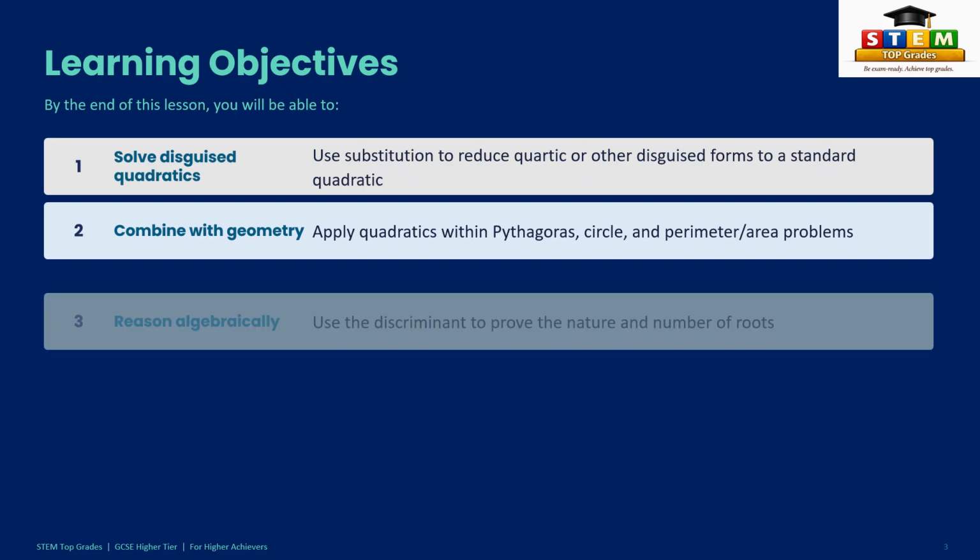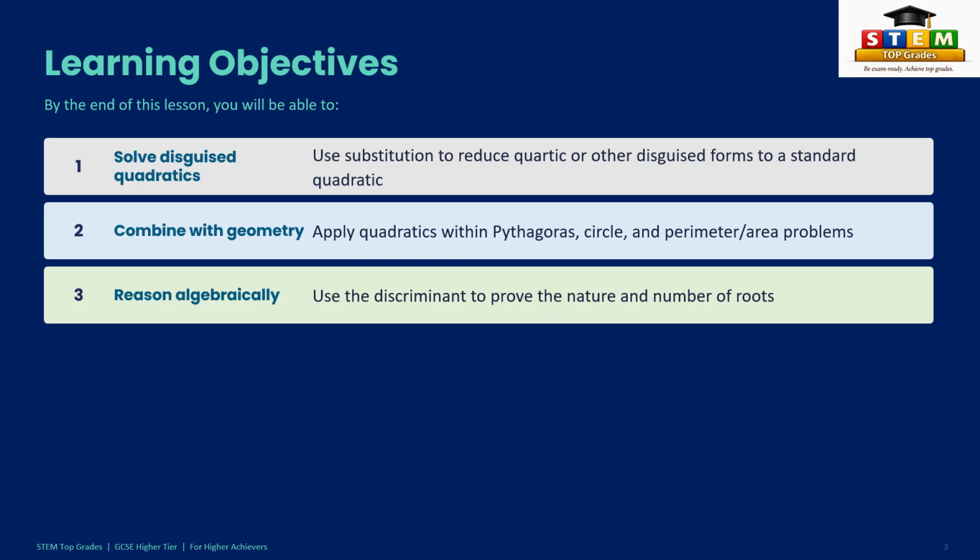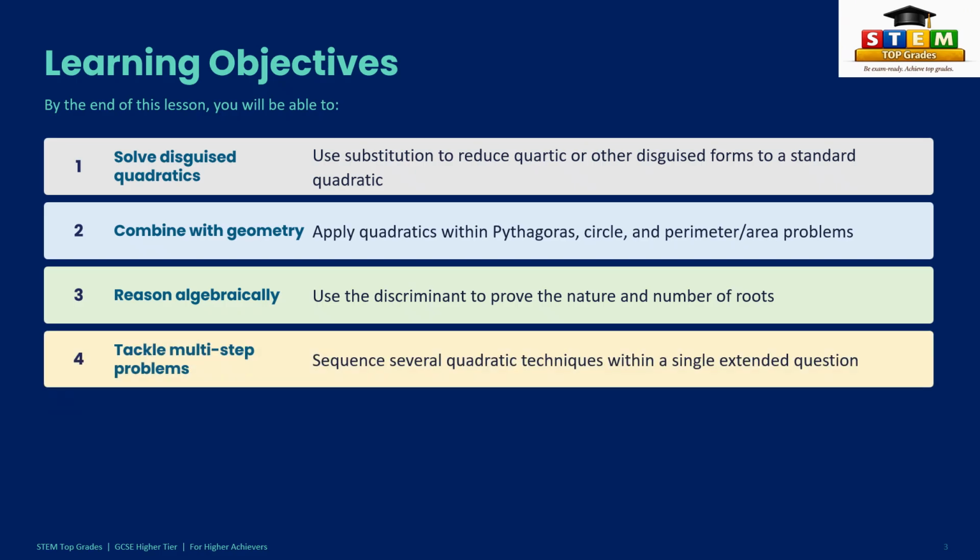Thirdly, we're going to reason algebraically, which means we're going to use the discriminant to prove the nature and number of roots. We're also going to be looking at how to tackle multi-step problems. Here we are going to sequence several quadratic techniques within a single extended question.